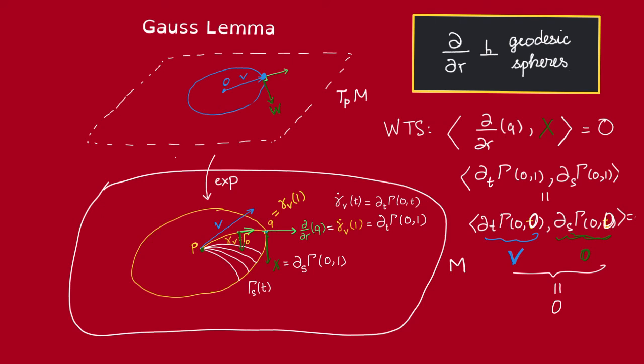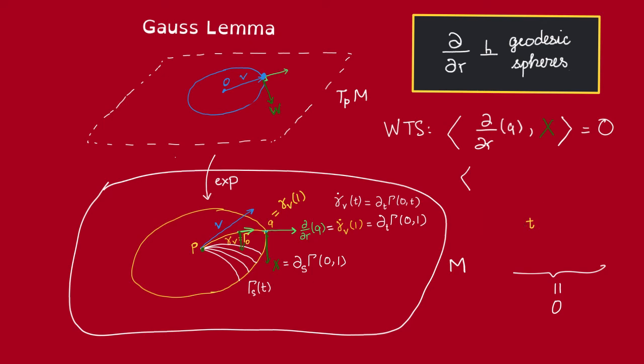Alright, so that's the rough idea. Let's prove it now rigorously. So let us first define this variation. Let's construct this variation explicitly.